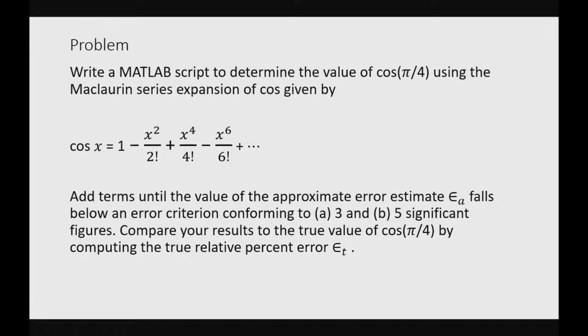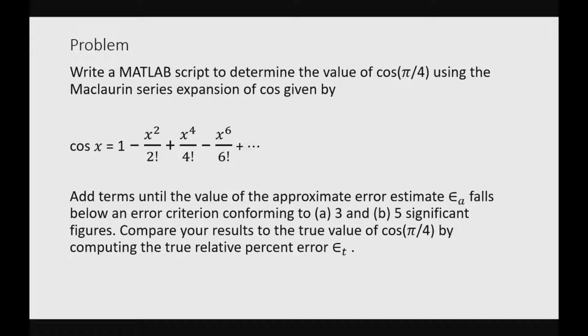The problem given is: write a MATLAB script to determine the value of cosine pi over 4 using the Maclaurin series expansion of cosine, given by cosine x equals 1 minus x squared over 2 factorial plus x to the power of 4 over 4 factorial minus x to the power of 6 over 6 factorial, and so on and so forth. Add terms until the approximate error estimate, E sub a, falls below an error criterion conforming to 3 and 5 significant figures.